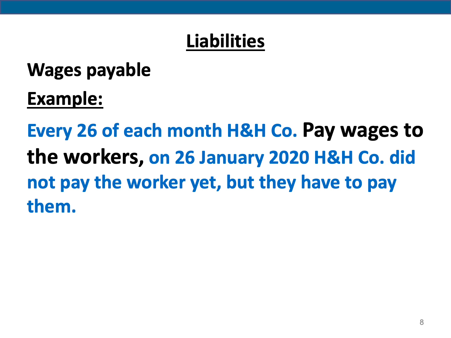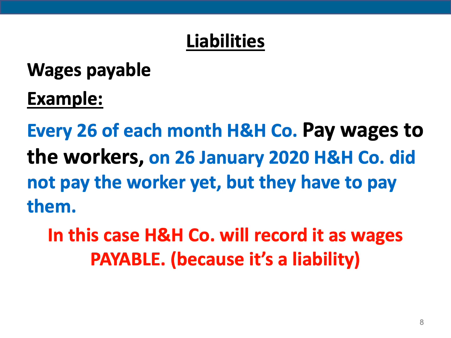But on the 26th, they did not pay them, but they have to pay them. So now H&H has an obligation or responsibility. What is the H&H company's responsibility? They have a responsibility to pay the money to the workers. So in this case, H&H company will record the wages as wages payable, because it's a liability for them to pay the workers.